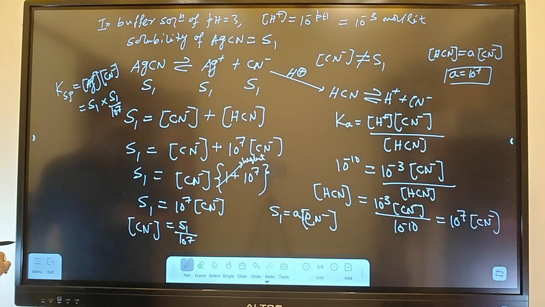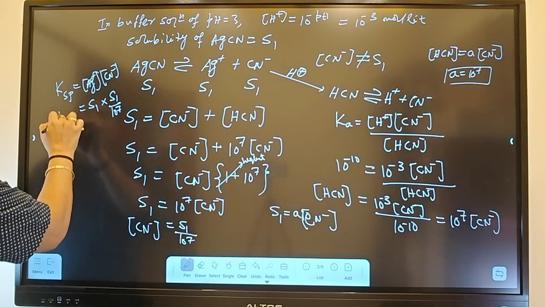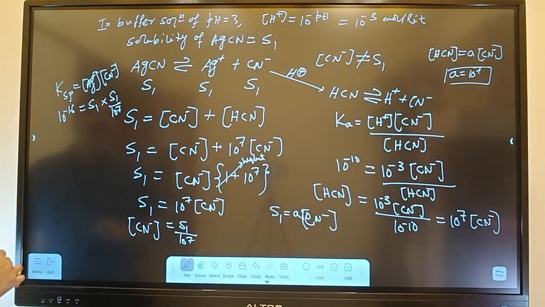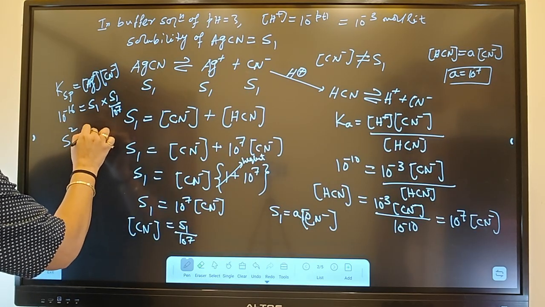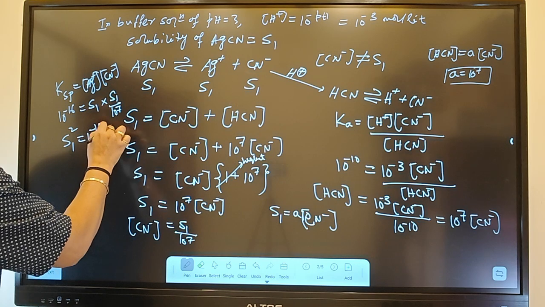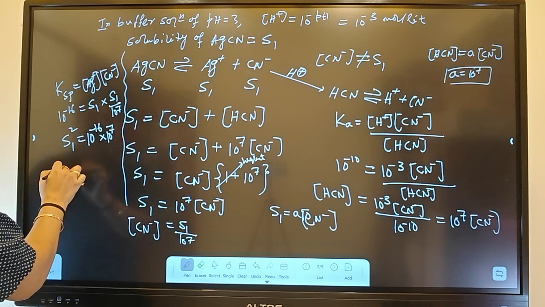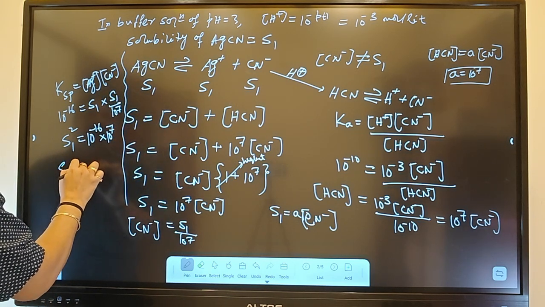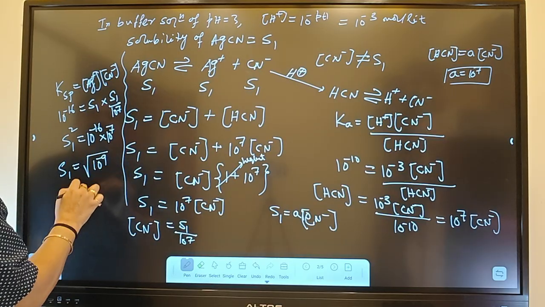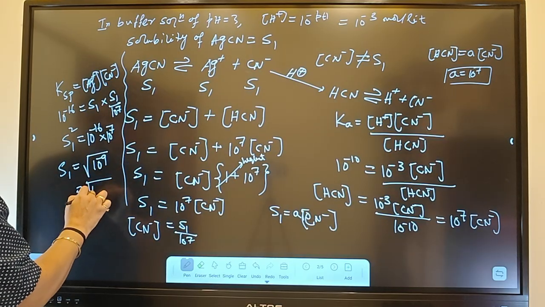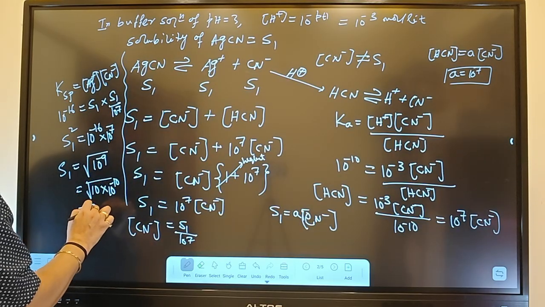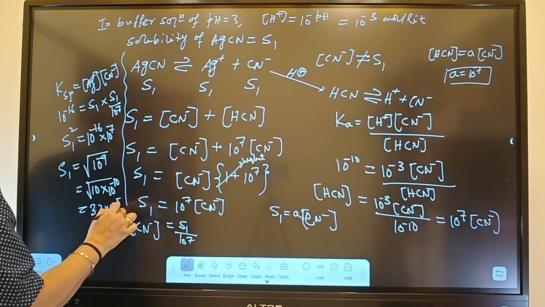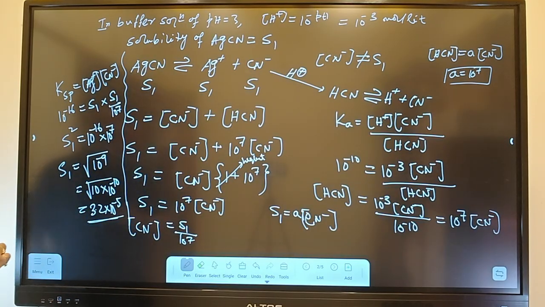We already know the Ksp value, they provided it, 10 power of minus 16. So 10 power of minus 16 will be equal to S1 into S1 by 10 power of 7, or S1 square will be equal to 10 power of minus 16 into 10 power of 7, which gives S1 equal to the square root of 10 power of minus 9. I can write that as 10 into 10 power of minus 10. So the square root of 10 means 3.2 into 10 power of minus 5. This will be your new solubility in buffer solution.